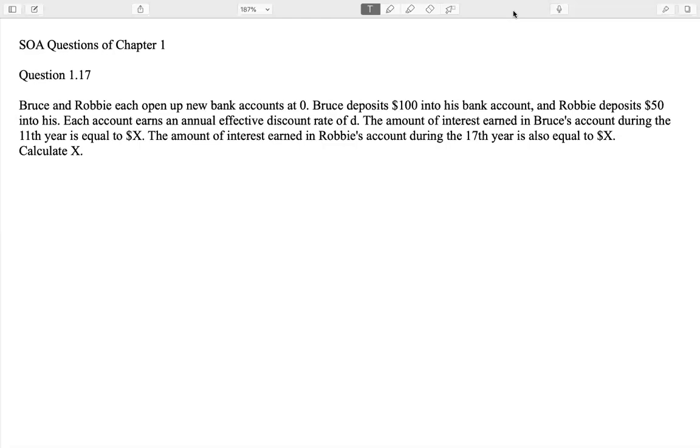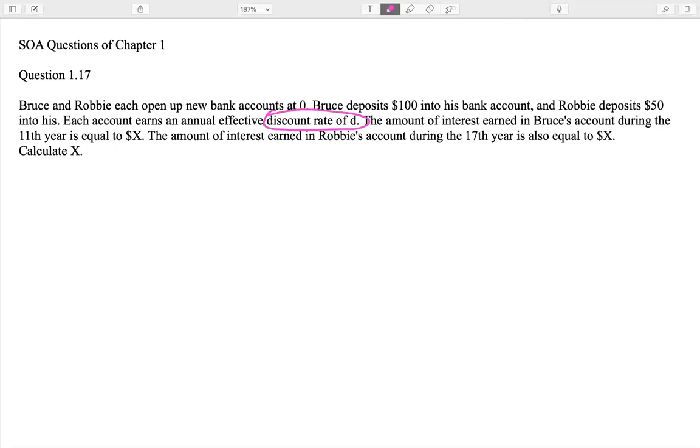Okay, now let's interpret the important information from this question. So here we have 2 persons, Bruce and Lobby, who each open a new account at time 0. Bruce deposits $100 into his bank account. Lobby deposits 50 into his. Each account earns an annual effective discount rate. So here is the discount rate.